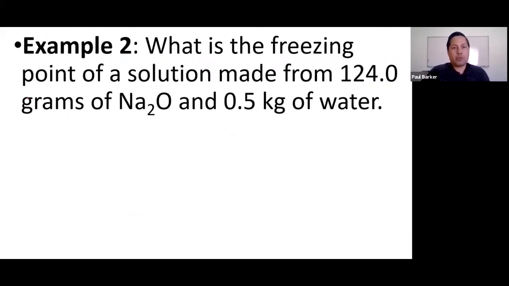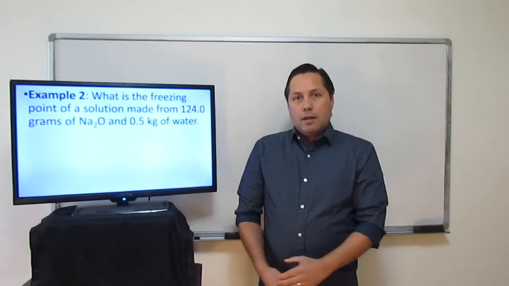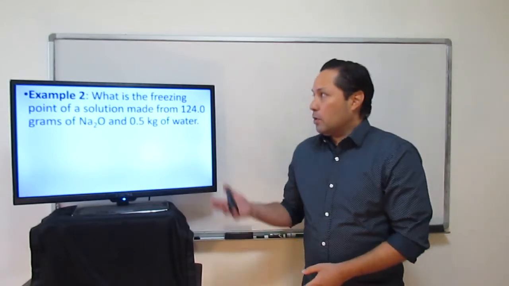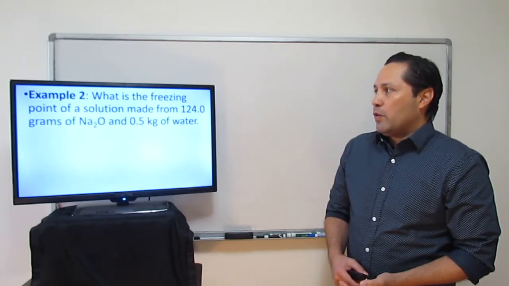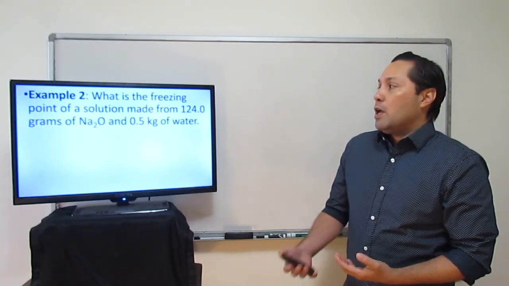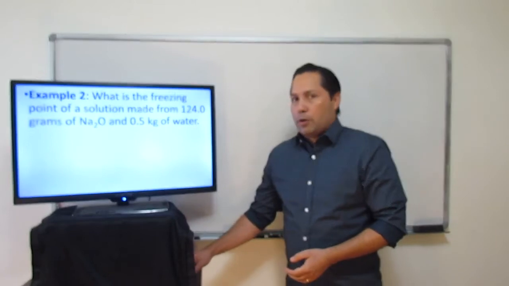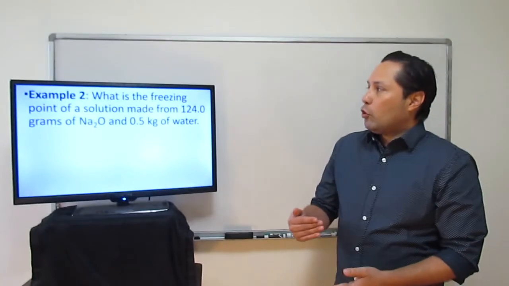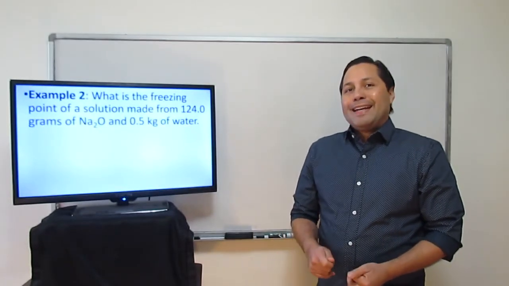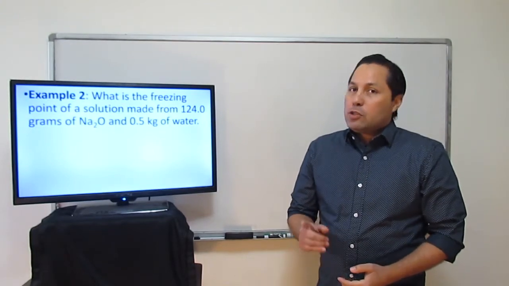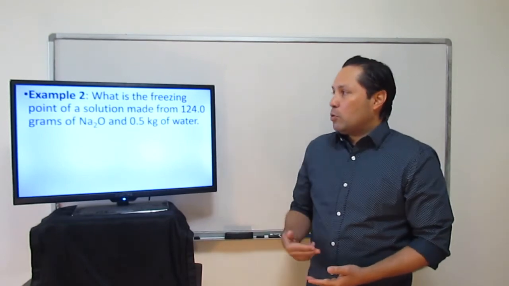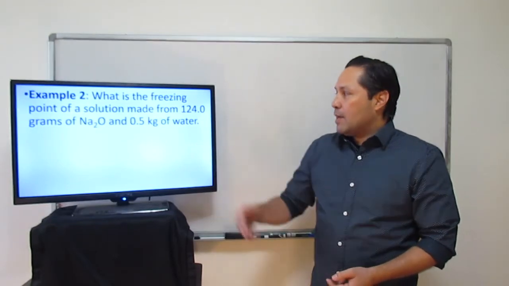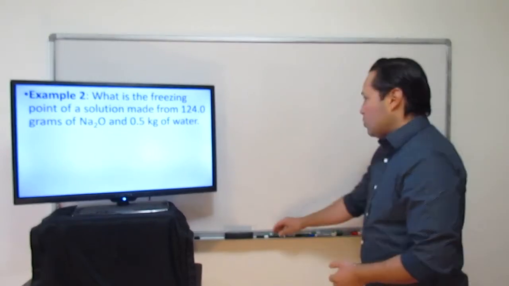Let's go ahead and do some examples now and use that formula. In example 2, we're asked the following question. What is the freezing point of a solution made from 124 grams of Na2O, sodium oxide, and 0.5 kilograms of water? So in this problem, to solve for the freezing point, we're going to need the molality. So that's going to be our very first step. And to solve for molality, we're going to need to change the 124 grams to moles and then divide it by the kilograms of water. So let's start there.